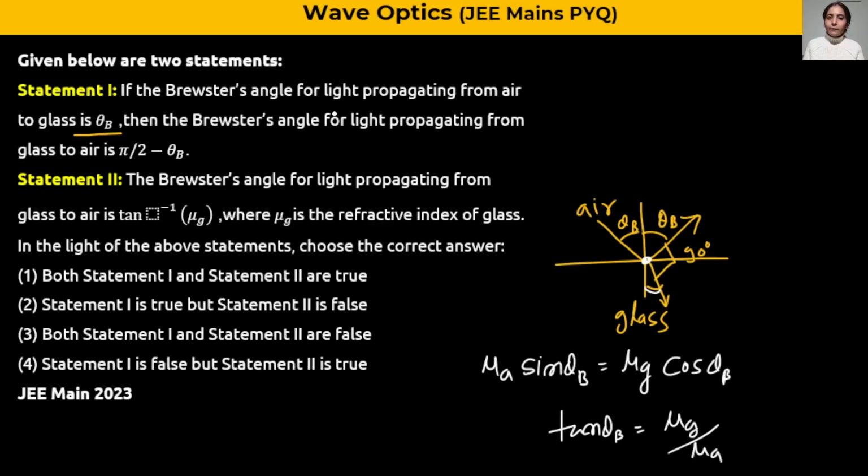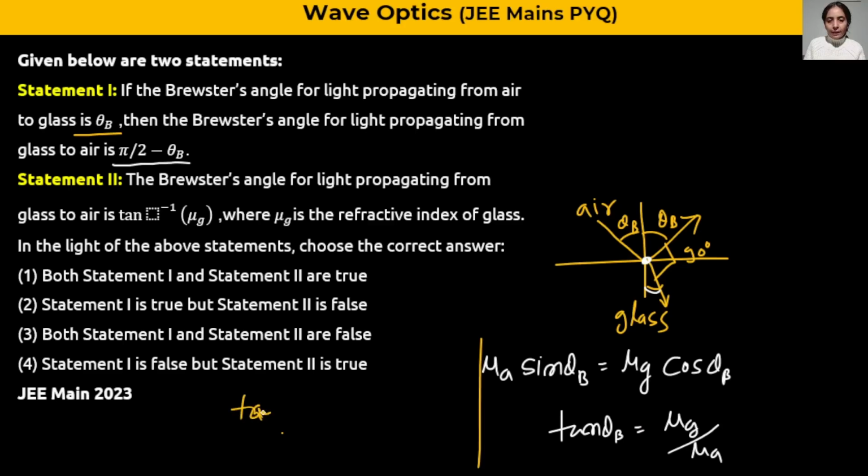So it is said that if the Brewster's angle for light propagating from air to glass is theta b, so theta b is tan inverse mu g by mu a, then the Brewster's angle for light propagating from glass to air will be this much. Will it be so? You have to take the opposite case. So for the opposite case, what will I write? I mean, I directly reverse the glass to air formula.